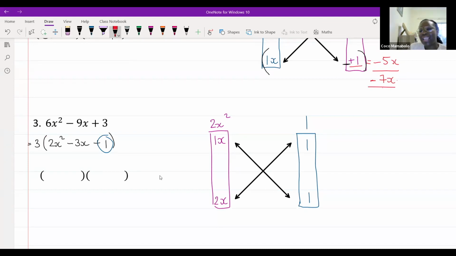What is our objective? What are we trying to get? When we cross multiply, good, Tyler, that's it. When we cross multiply, we're trying to get to negative 3x, right? So let's cross multiply, grade 10s. I'm going to get 2x times 1, and that's going to give me 2x. And 1x times 1 is just going to give me 1x.